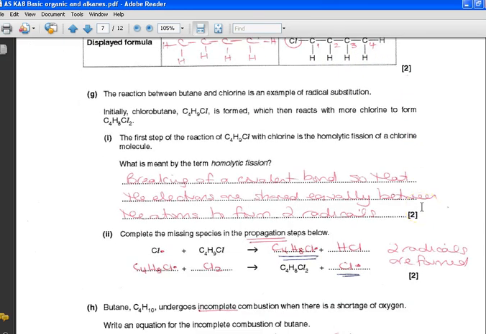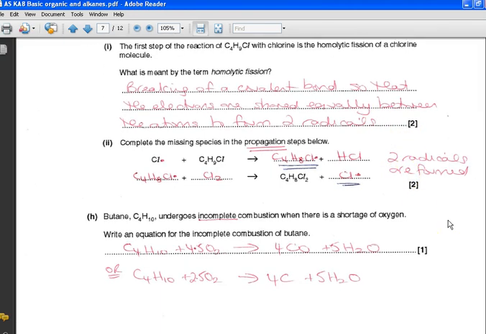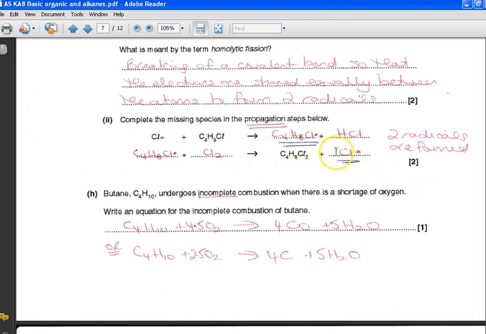Okay. Reaction between, right, so radical substitution. So definition of homolytic fission. Some of you didn't say, first of all, that it is the breaking of a covalent bond. That's crucial. That's what we're talking about when we're talking about the fission bit. And then the electrons are shared equally between the atoms to form 2 radicals. So you're breaking the covalent bond to form 2 radicals, yeah? Know the definition, please.